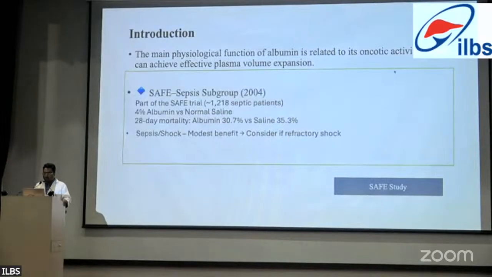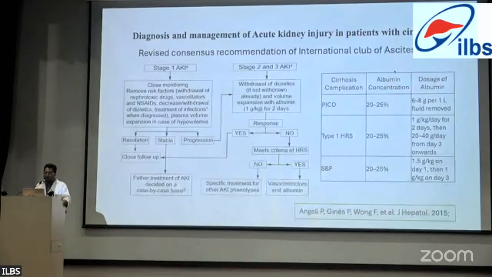A study has been done in patients of AKI, where a separate section was done for septic shock patients, with a modest benefit seen in patients with refractory shock. This is the AKI management in patients of cirrhosis as advised by the ICA, where stage 1 AKI is treated with withdrawal of nephrotoxic drugs and adequate hydration. For stage 2 and stage 3 AKI, volume expansion and albumin are advised.